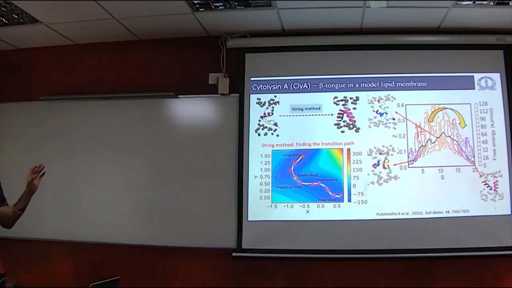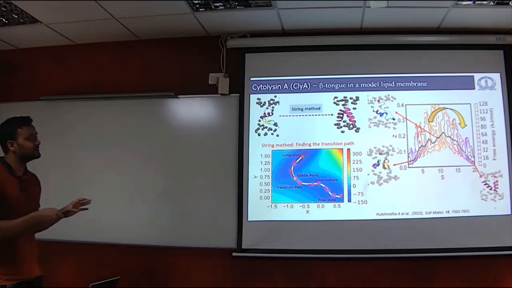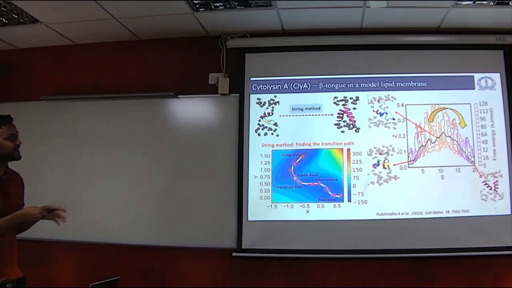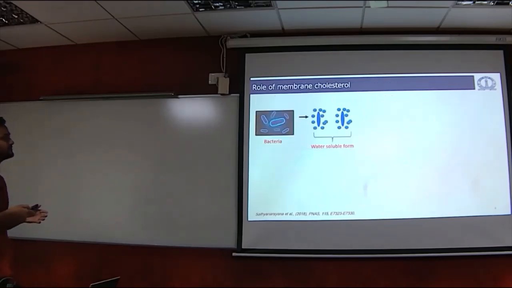So the mechanism of this transition is as follows. This beta sheet first has to unfold, and during this unfolding, the N-terminus site has some helicity. It remains intact, which was already previously there. However, the C-terminus site loses its helicity, and then finally it folds back to the helix state. And this state is somewhere near the transition state.